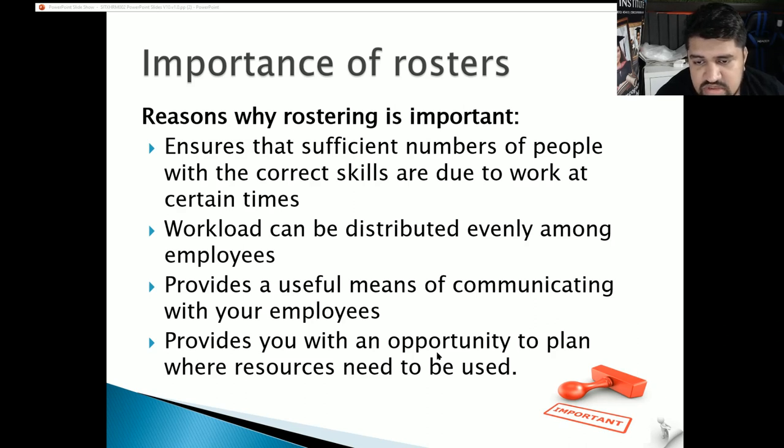It also provides you with an opportunity to plan where resources need to be used. You could essentially do the budgeting after you've done the rostering to see how much it's going to cost you for that specific week or month or day.